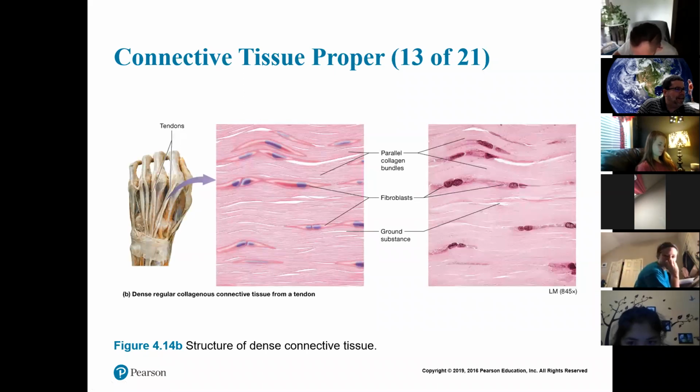Look at this dude's hand. So these are tendons and ligaments. I will not make you know the difference between ligaments and tendons in lab, but look how tightly packed these cells are. I think we actually use this word wrong.